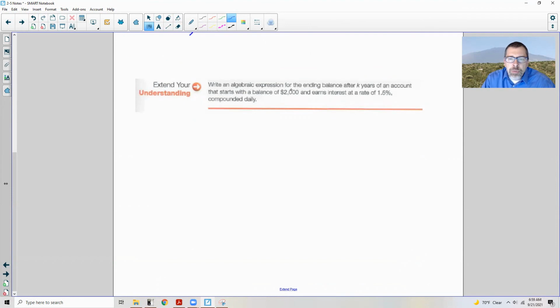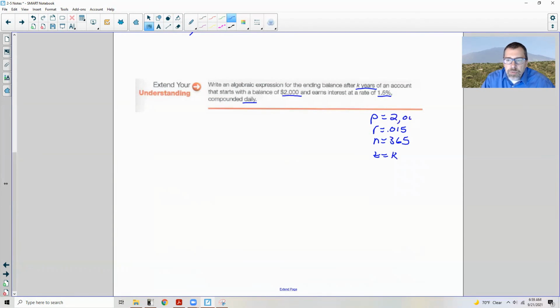It says, write an algebraic expression for the ending balance after K years of an account that starts with a balance of 2,000, interest rate of 1.5% compounded daily. So our principal is $2,000. Our rate is 0.015. Our N is daily, 365. And our time is, oh, it's K years, I'm sorry. Time is K.